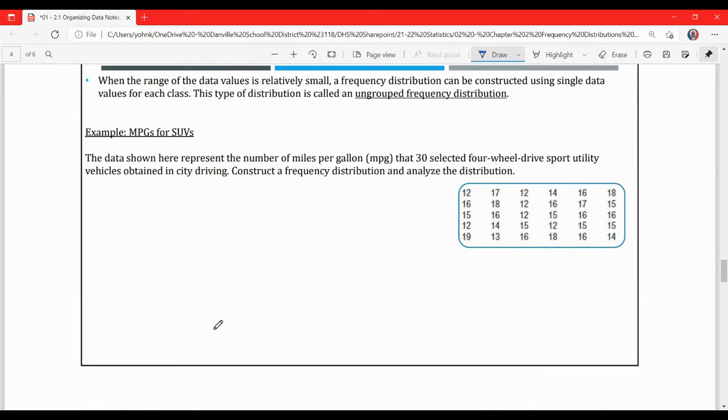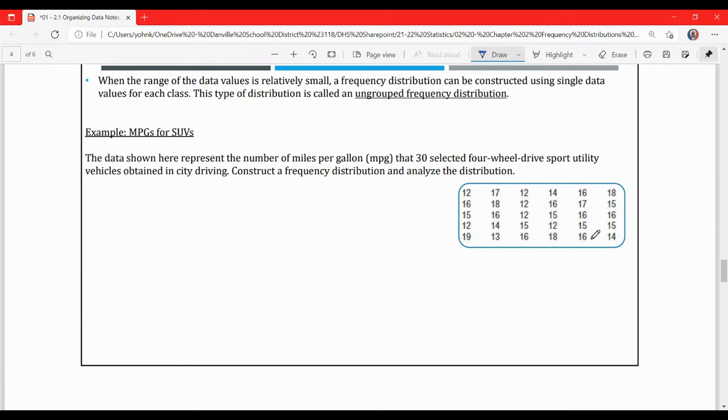When the range of the data values is relatively small, not like the last one, a frequency distribution can be constructed using single data values for each class. This type of distribution is called an ungrouped frequency distribution. So for instance, we have this data here, miles per gallon for SUVs. The data shown here represent the number of miles per gallon that 30 selected four-wheel drive sport utility vehicles obtained in city driving. Construct a frequency distribution and analyze the distribution.